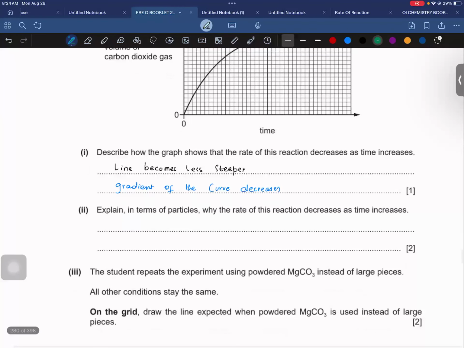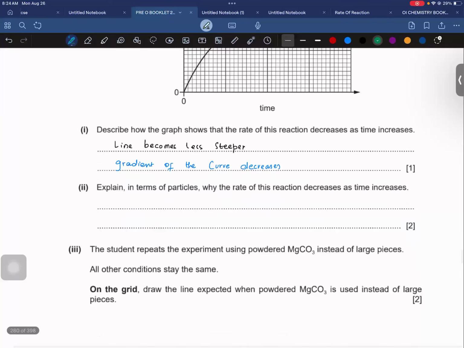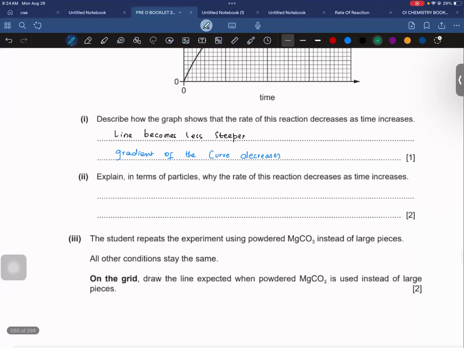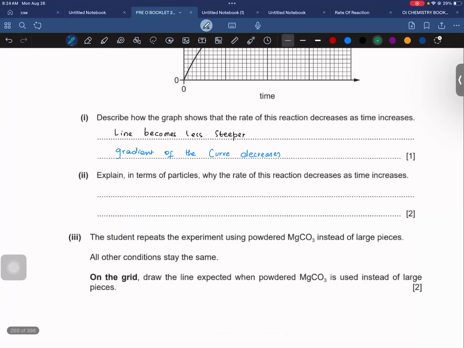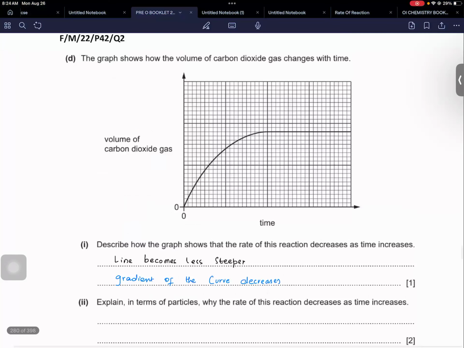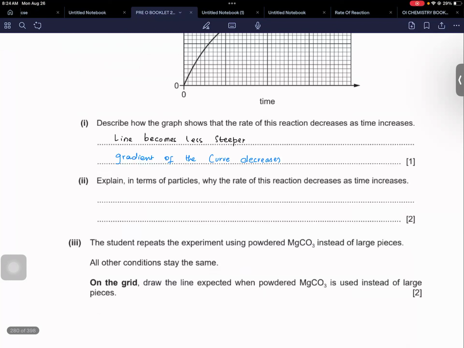Okay. Explain in terms of particles why the rate of this reaction decreases as the time increases. Can anyone tell me? This is very easy, trust me, regarding the number of particles. Yes. Fewer collisions as time increases. Fewer collisions. But how can you say that there are fewer collisions?